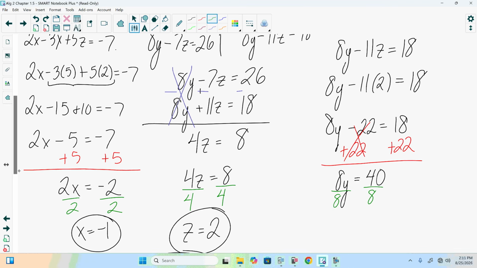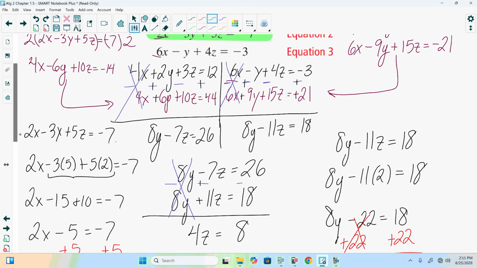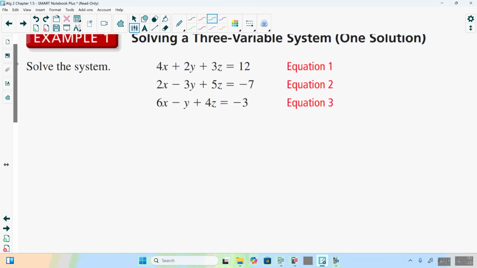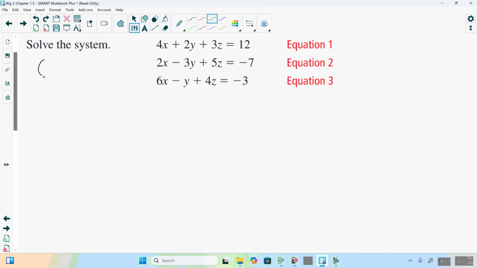What do we know about this point? It's going to make all three equations true. Yes? So, we're good here. Okay. Because the reason I'm asking is because I'm going to go erase everything. So if answer choice A was negative 1, 5, 2, I would take the first equation and go 4 times negative 1 plus 2 times 5 plus 3 times 2.